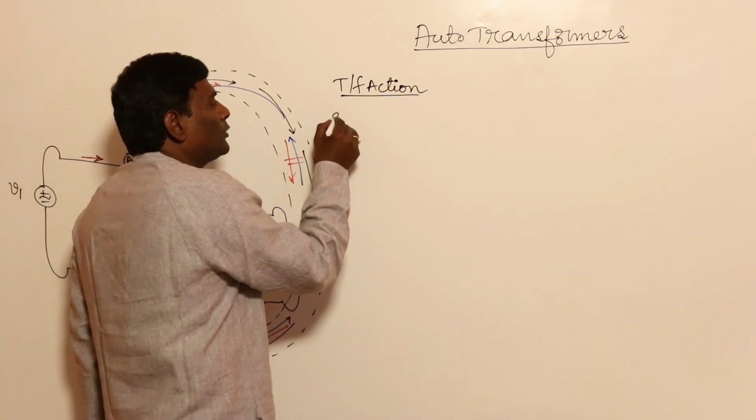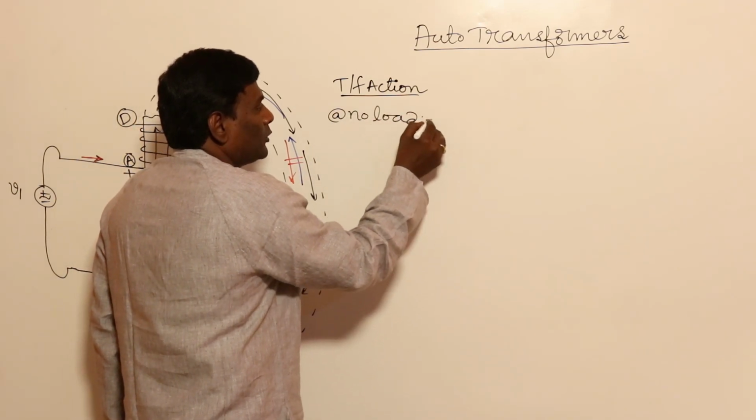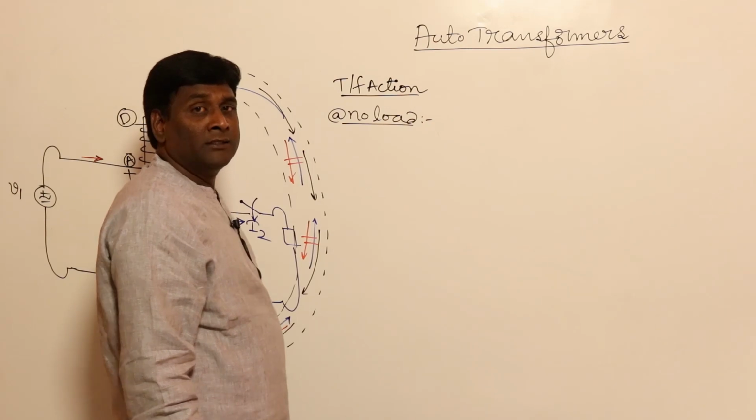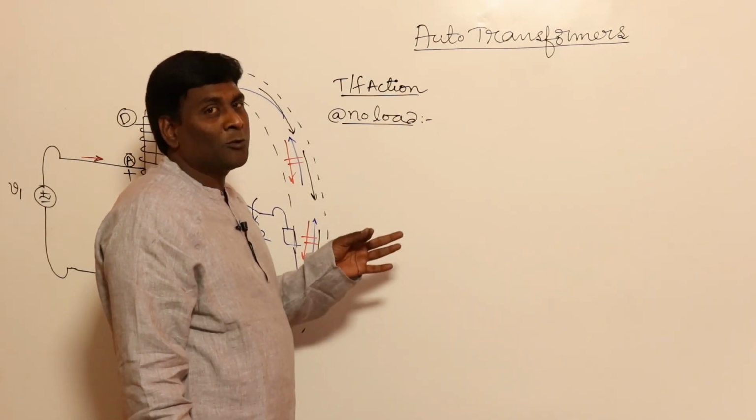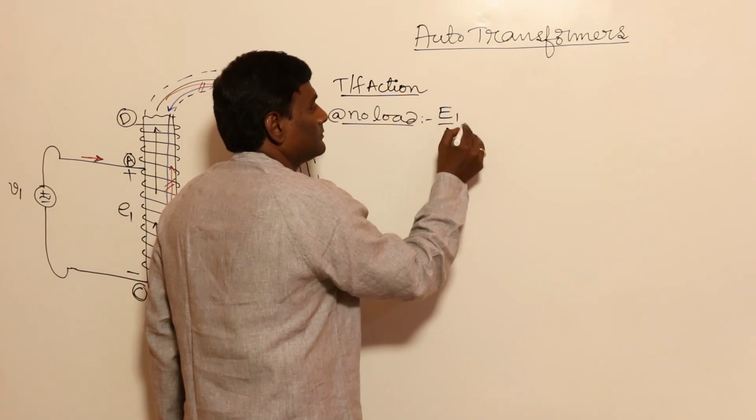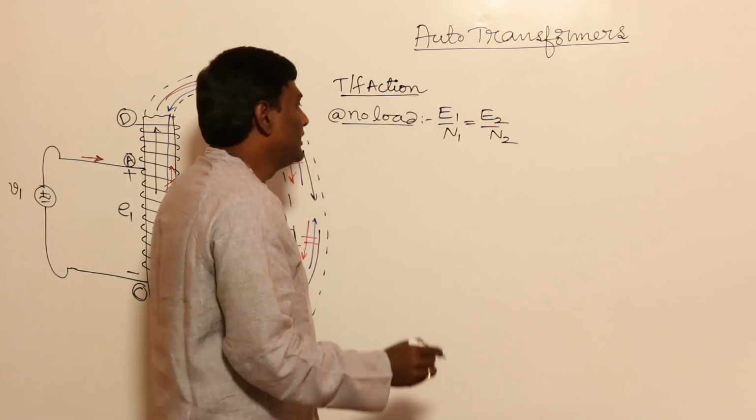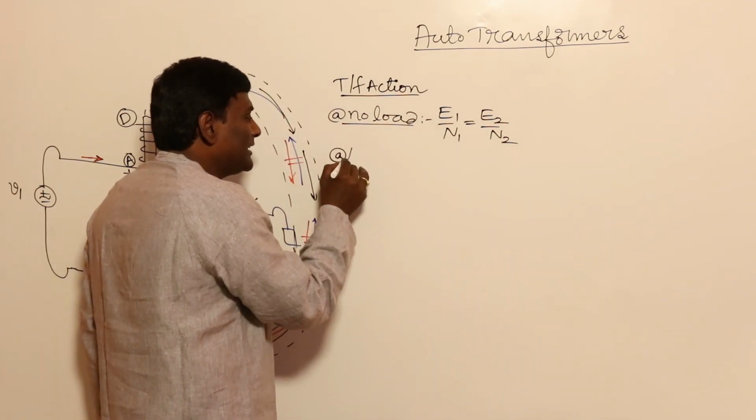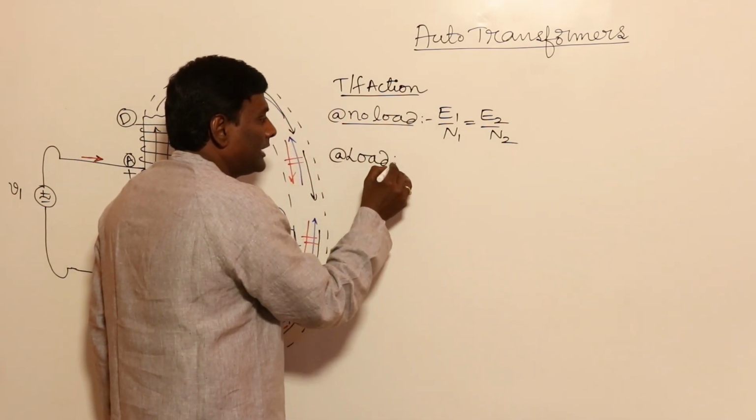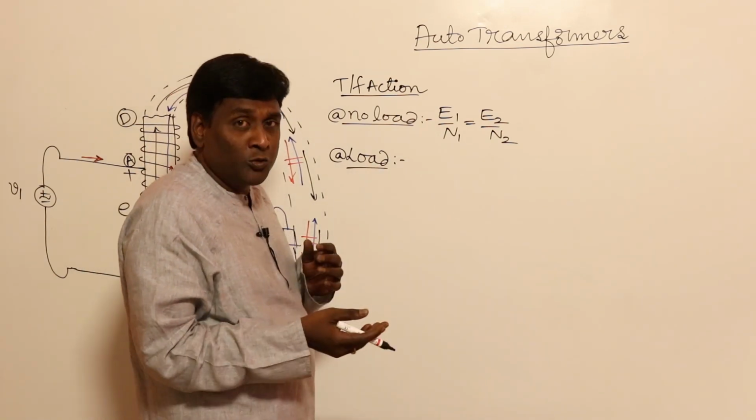For example, at no load, what was the condition we analyzed? EMF per turn in primary equals EMF per turn in secondary. Now at loaded condition, what was the equation we got? At loaded condition, the operating flux should be maintained constant, or armature reaction should not be there.